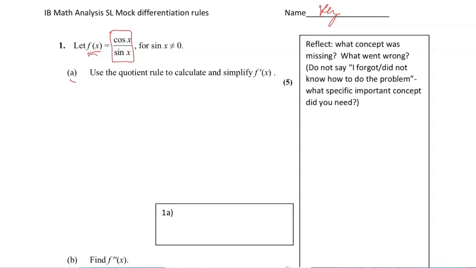So they want us to find the derivative, right? This is one of the ways they can say derivative. They could also say y dash. They could say dy dx. In this case, they said f dash. They said to use quotient rule.